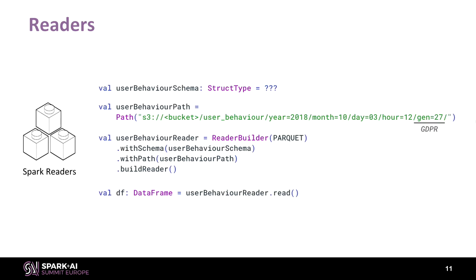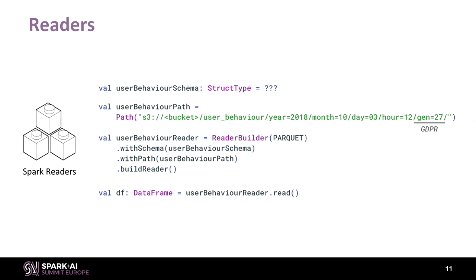So here I would like to show some examples. I will iterate over this to end up with just one line, which is what the data scientists or the people who are going to read this data can use. Here you can see that we have a schema. I just put question marks to avoid having multiple lines. Then we have one path. As I said, we are using Amazon to store all the data. So I want to read user behavior data. I have the partitions year, month, day, hour, and at the end, I have this generation partition. That is the GDPR approach that we are using at Schibsted.